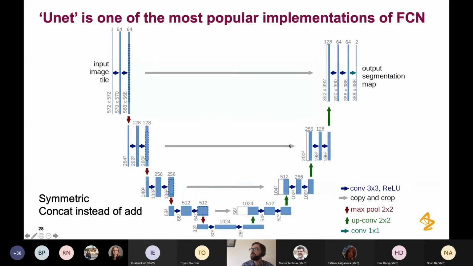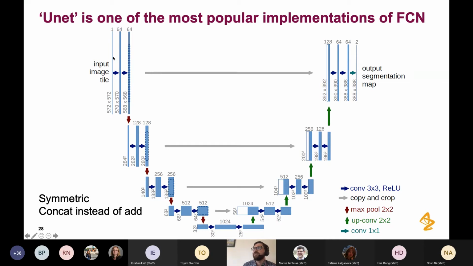So for segmentation tasks, the so-called UNet network is one of the most popular implementations of fully convolutional networks. If you read papers on especially medical imaging segmentation tasks, UNet would quite often be the model to start with as a baseline, or to compare against.